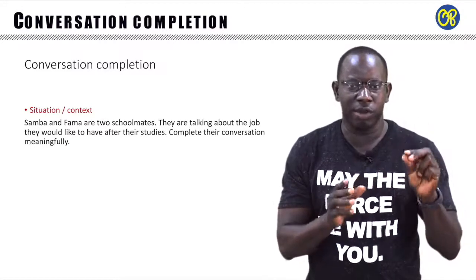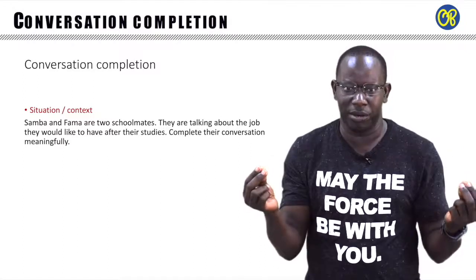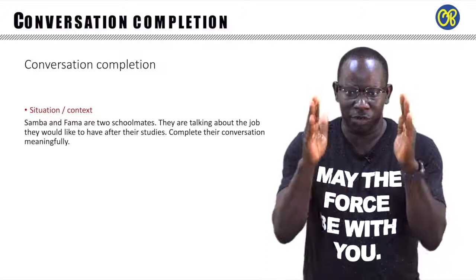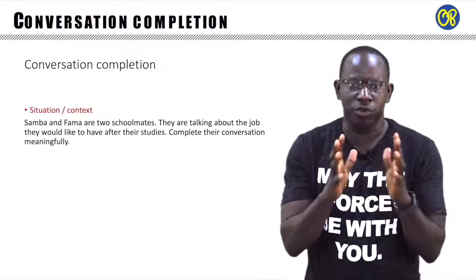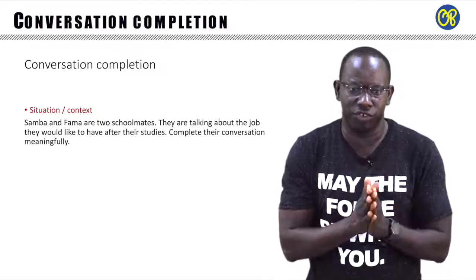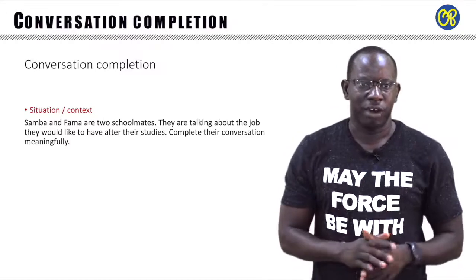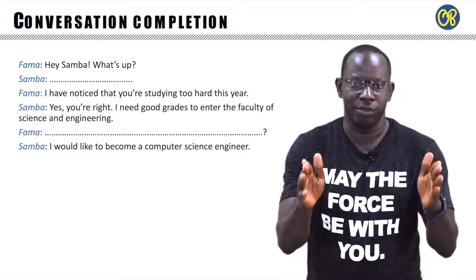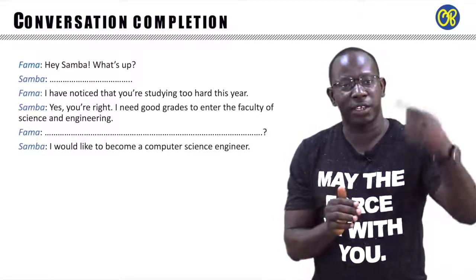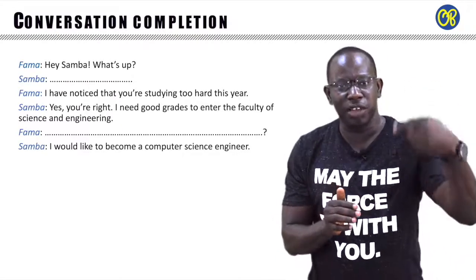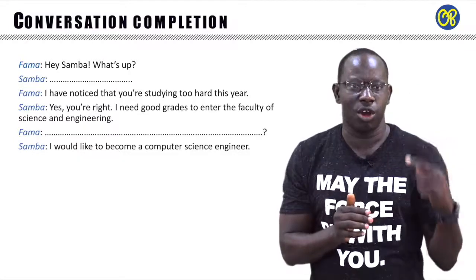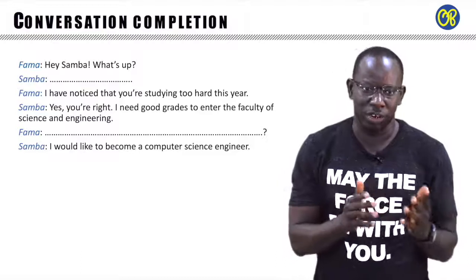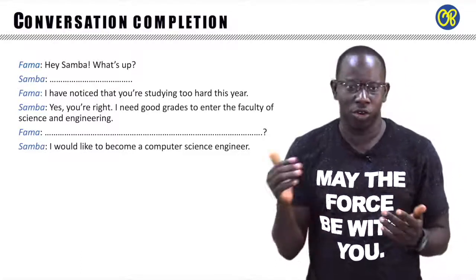So the conversation is about two friends, Samba and Fama. You have to guess what they are talking about, but here the topic is given. They are talking about the jobs they would like to have in the future. Let's see it. Fama says, hey Samba, what's up? And here you have a gap. You have to look at what Fama said to imagine the possible answer of Samba. The answer would be, normally here, nothing much, or not much.